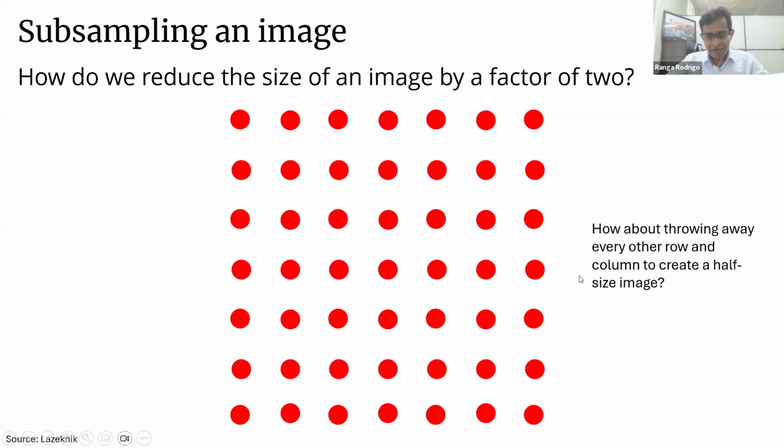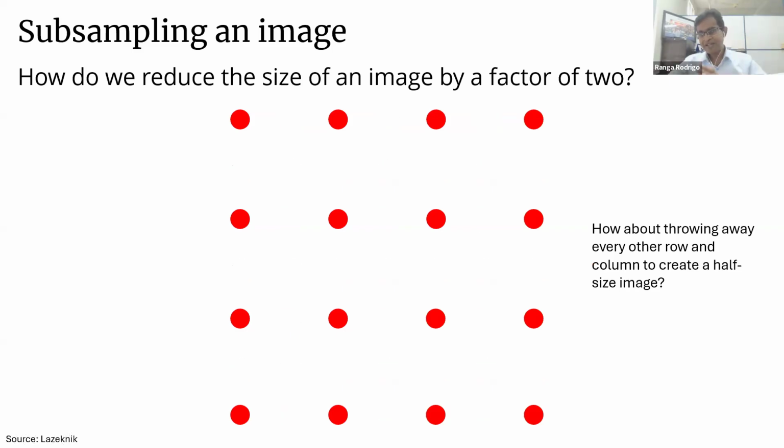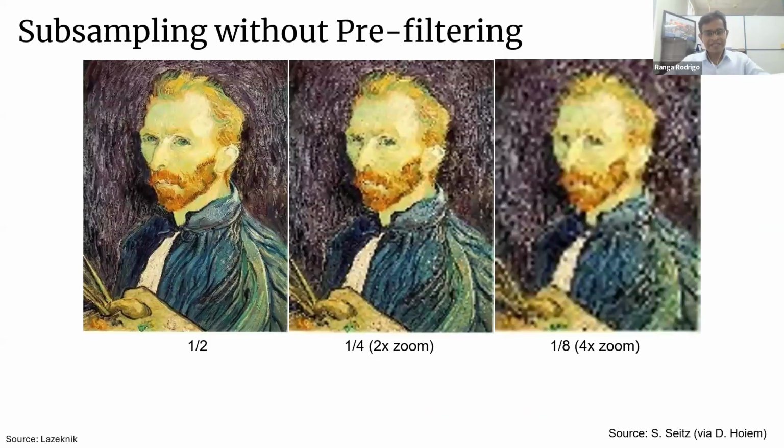How about throwing away every other row and column to create half the image size? Fine, you can do that. But what is the problem that can happen due to this? If the image contained frequencies that needed that resolution to represent, and you get rid of them manually, then aliasing can happen, like this.